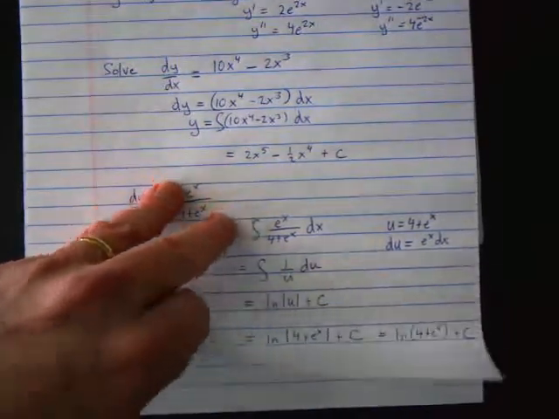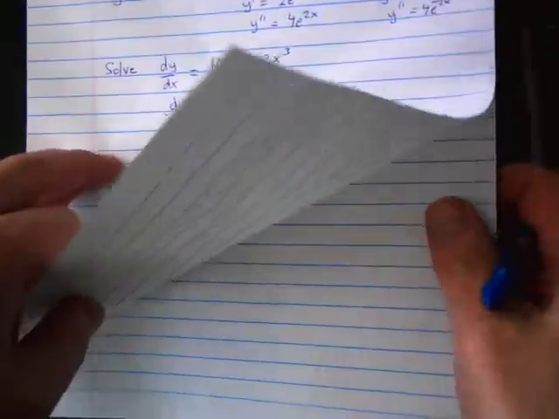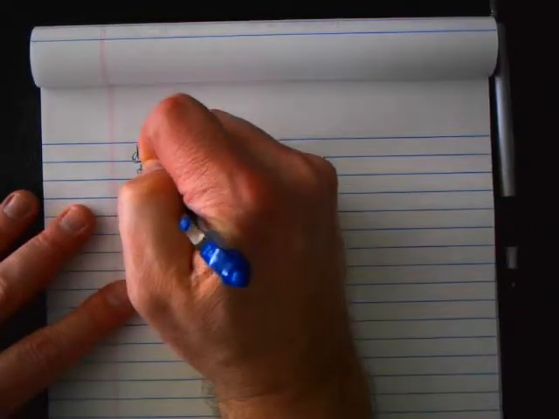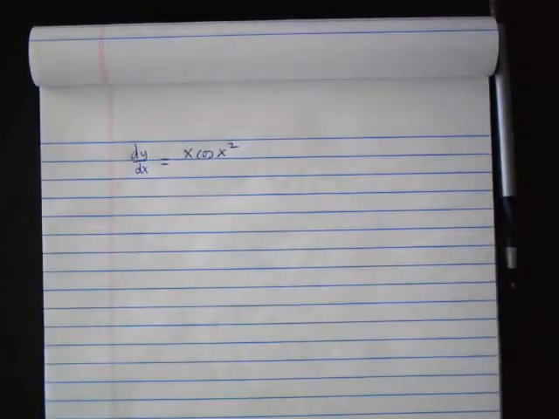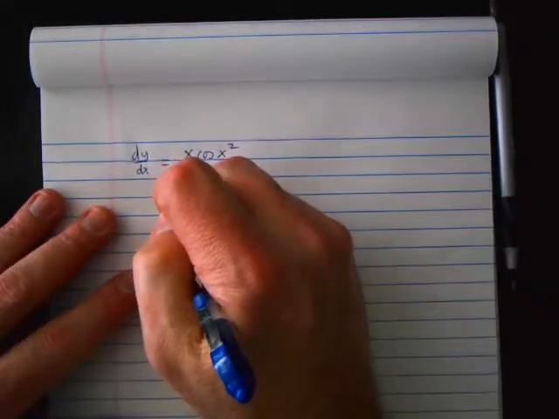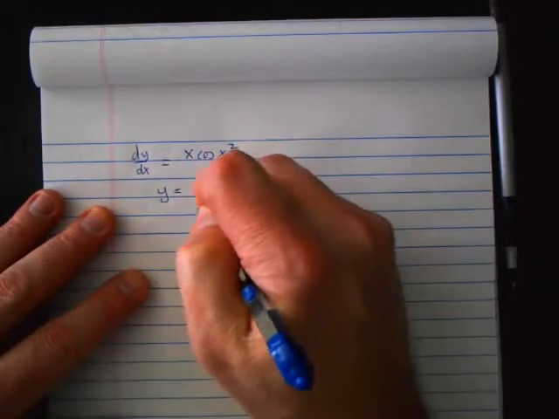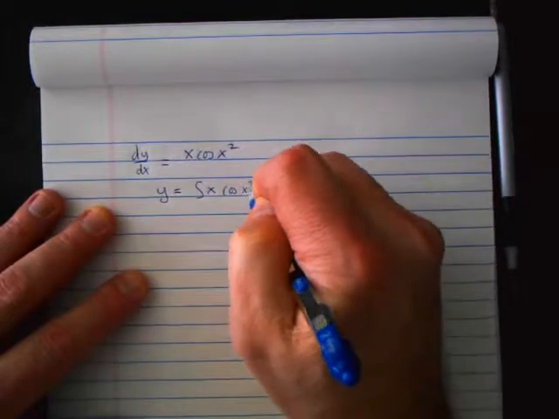All right, one more of those. How about? We give you very many good hard ones here. Oh well. dy dx is x cosine x squared. Well, again, we separate and we integrate. y equals the integral of x cosine x squared dx.